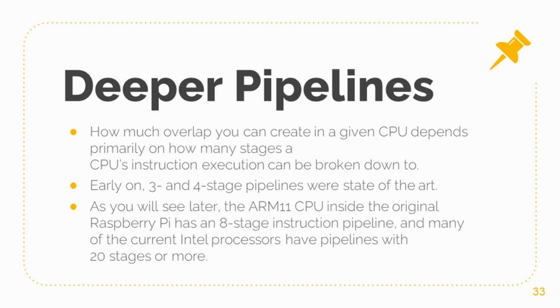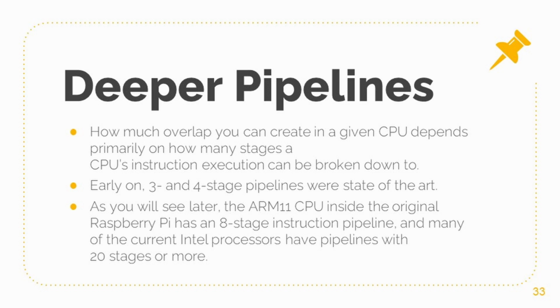The depth of a CPU's instruction pipeline, or the number of stages into which the instruction execution process is divided, determines the level of overlap that can be achieved. Early CPUs often had relatively simple pipelines with only 3 or 4 stages, while modern CPUs have significantly deeper pipelines with 20 stages or more. Here's how the depth of a CPU's pipeline affects its performance.